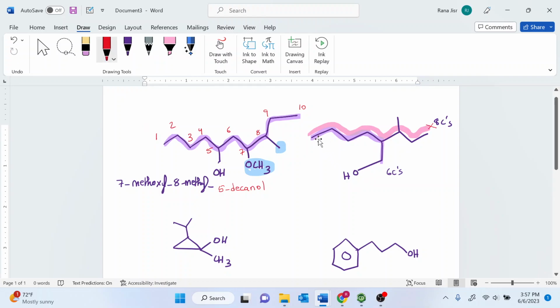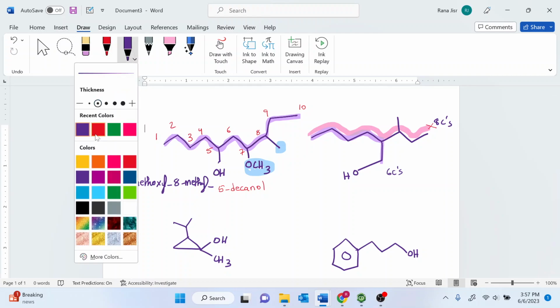Let's see if I can get more than 6 carbons, including the OH. If I go this way, 1, 2, 3, 4, and 5, this is 5 carbons. If I do 1, 2, 3, 4, this is 4 carbons. So this is the only way that gives me 6 carbons. Always remember that if you go by 2 ways and both give you the same number of carbons, always choose the way that has the most number of substituents. This is always the rule.